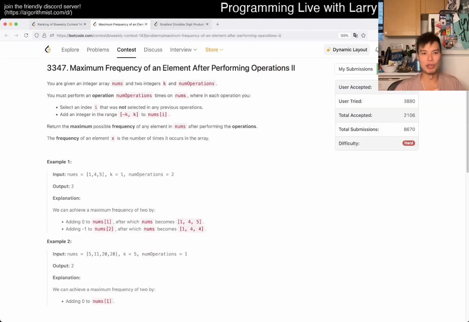This is Q3 of the bi-weekly contest 143, maximum frequency of an element after performing operations 2.